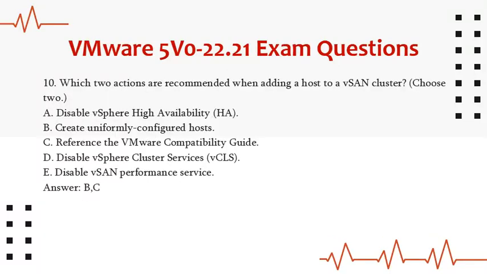10. Which 2 actions are recommended when adding a host to a vSAN cluster? Choose 2. A. Disable vSphere High Availability (HA). B. Create uniformly configured hosts. C. Reference the VMware Compatibility Guide. D. Disable vSphere Cluster Services (vCLS). E. Disable vSAN Performance Service. Answer: B, C.